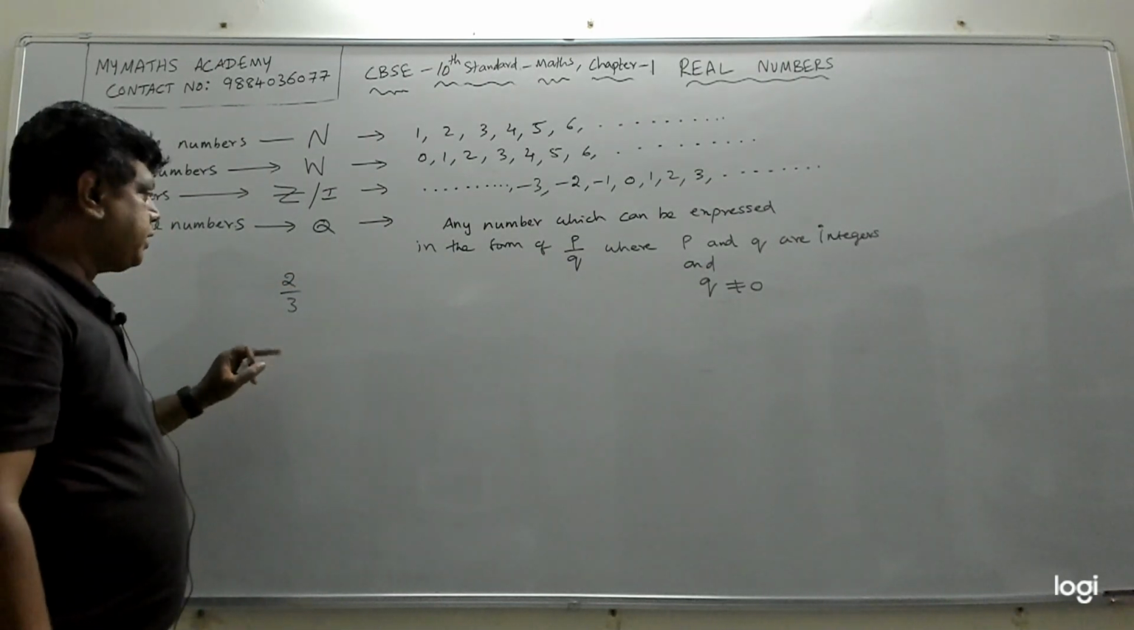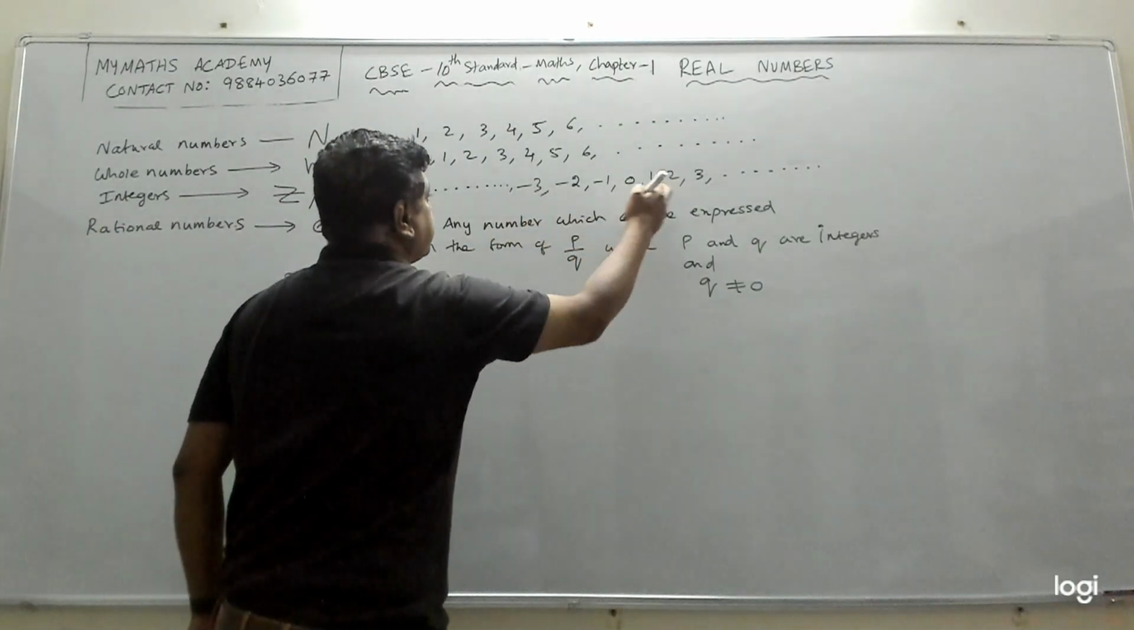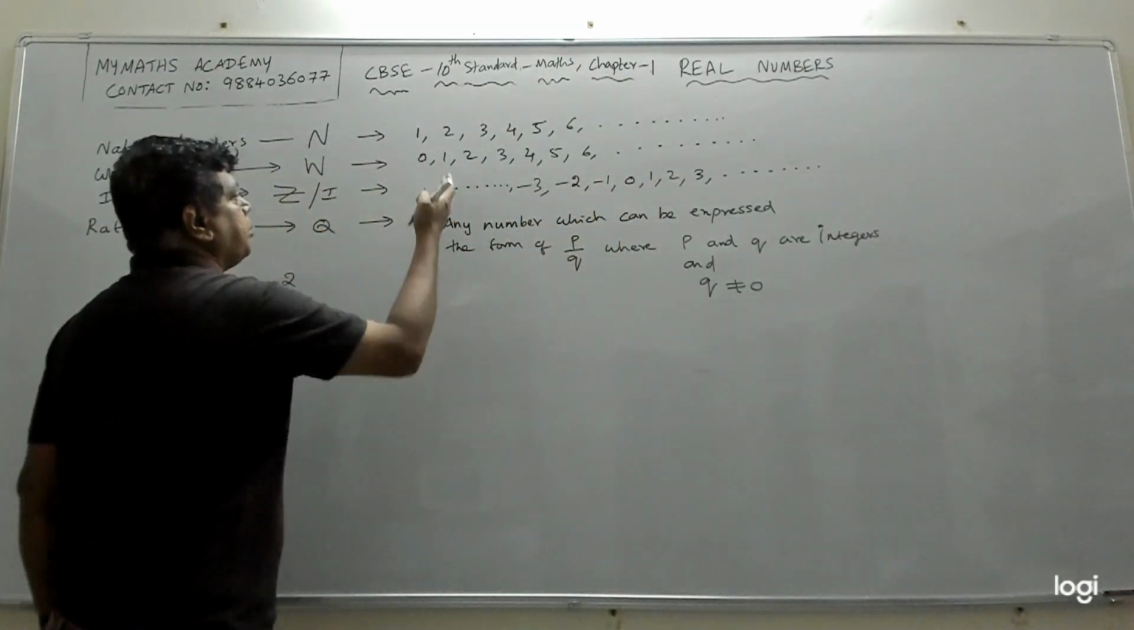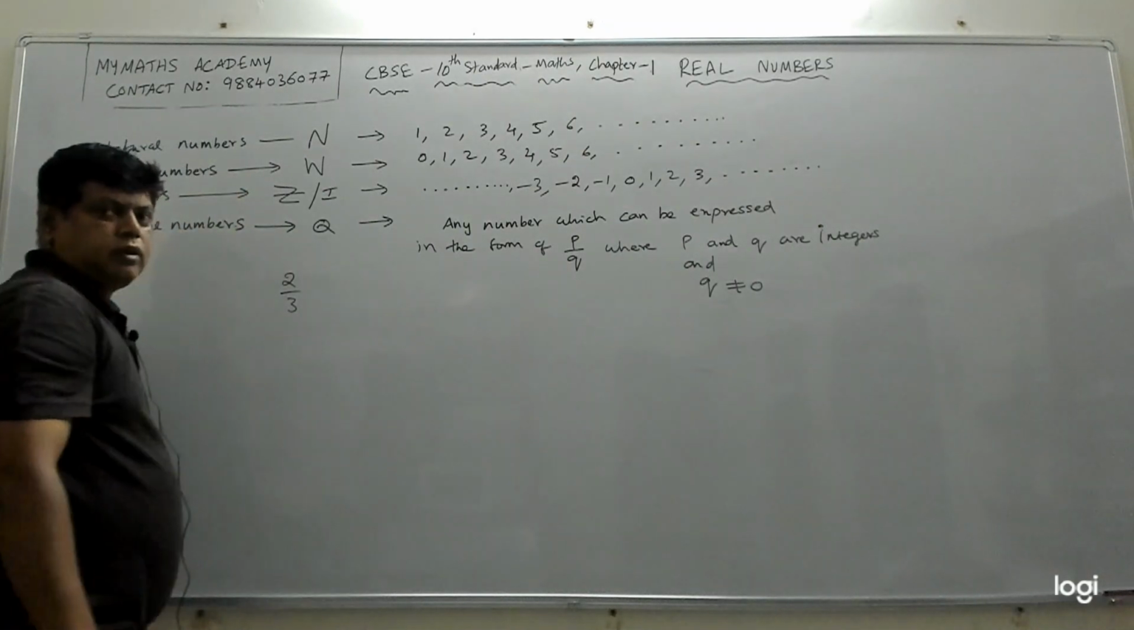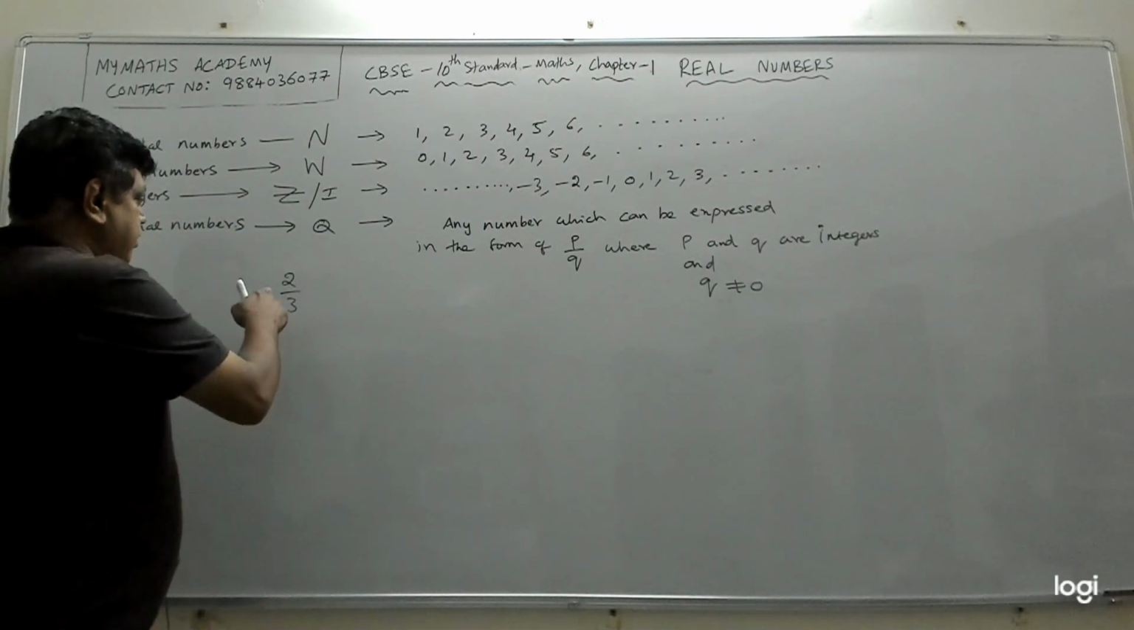Let's say the number 2 by 3. Obviously, this 2 by 3 is not an integer. It is not here. Now, this is called a rational number.